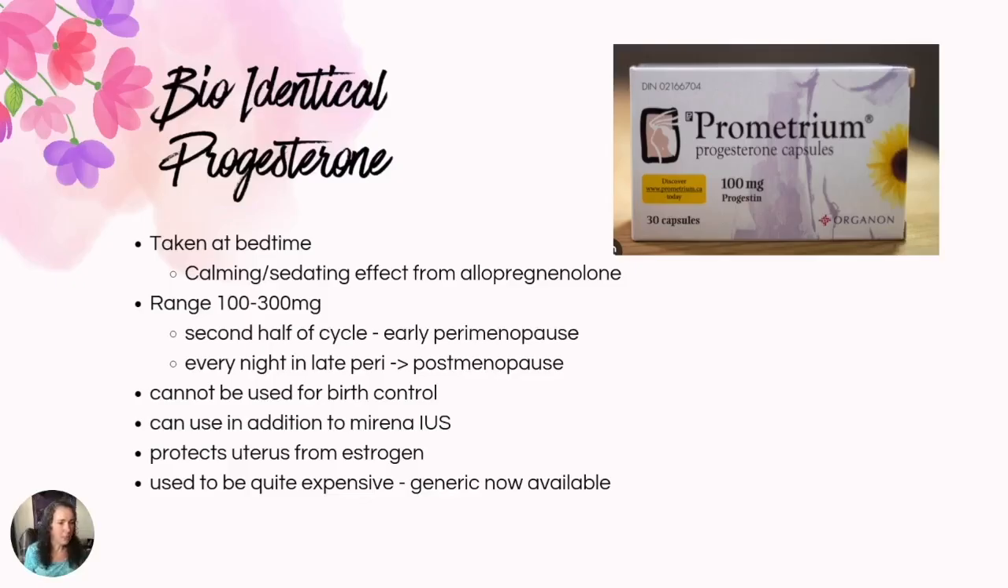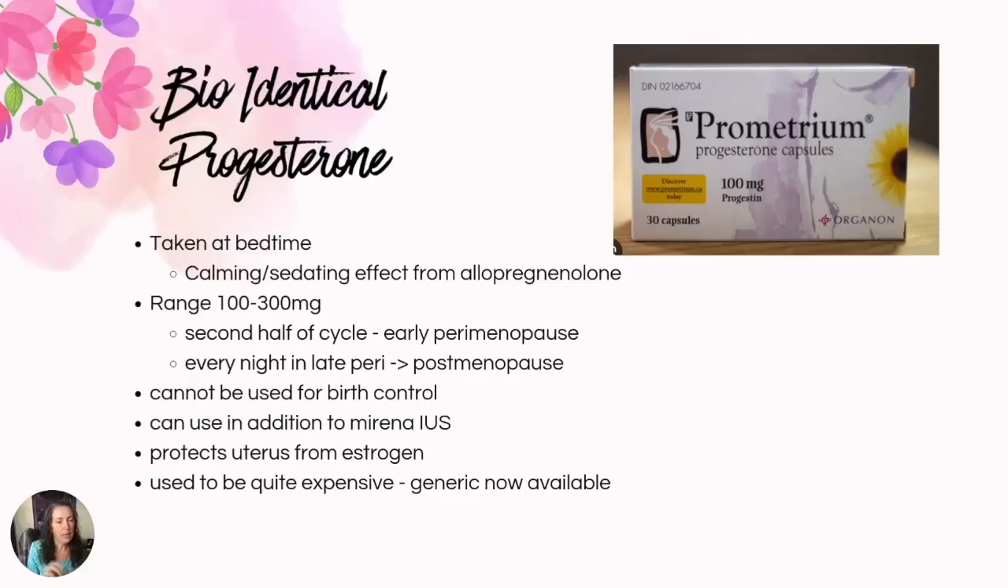Prometrium is the brand name of that. It's micronized progesterone, taken as a pill at bedtime. It often has a calming or sedating effect, because it gets converted to a hormone called allopregnanolone, which works on the GABA receptors of the brain, which is basically calming. It's kind of like a Valium type effect. So it's a calming, sedating kind of hormone, and the range for it is usually 100 to 200 milligrams, but it can be used up to 300. Some people will even use as much as 400, but usually 100 to 200 is common, and sometimes up to 300.